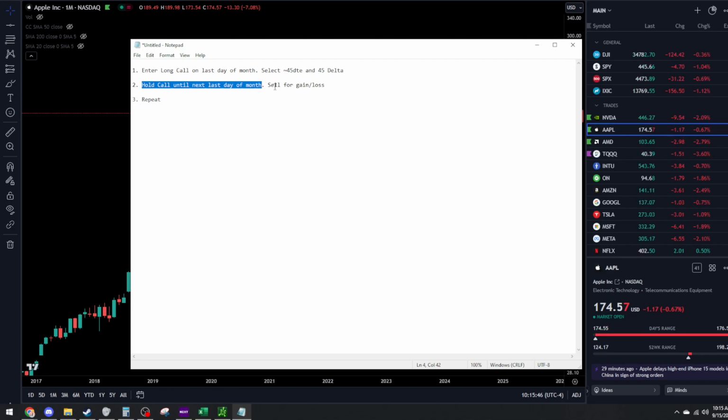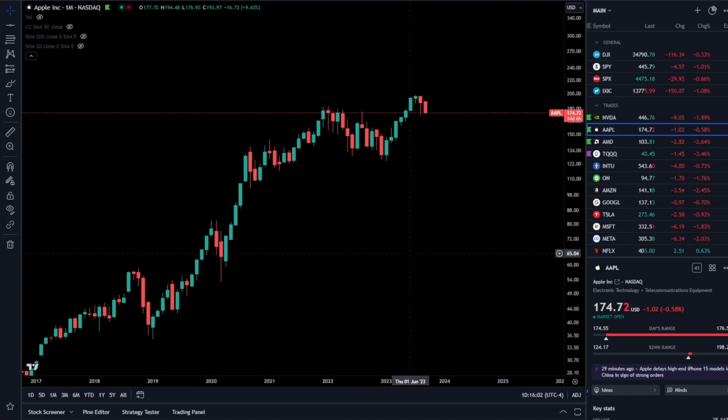Then the next part of the strategy is holding through the entire month, and you sell for a gain or loss on the last day of the next month, and then you repeat. So it is a systematic trade. Basically, there's no thinking to the trade other than backtesting the specific equity you want to use for the strategy.